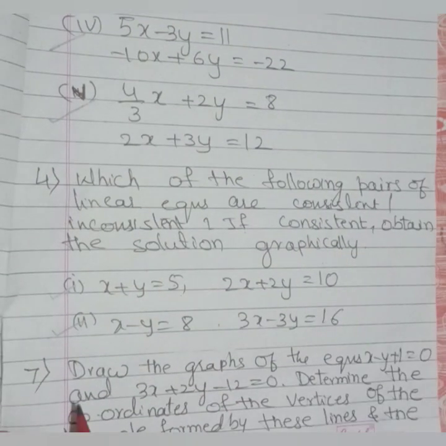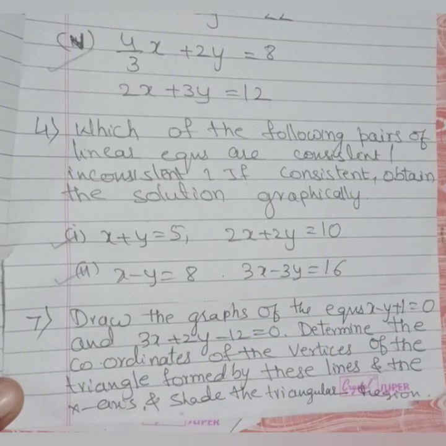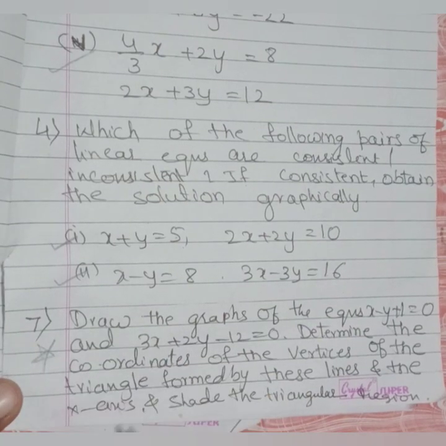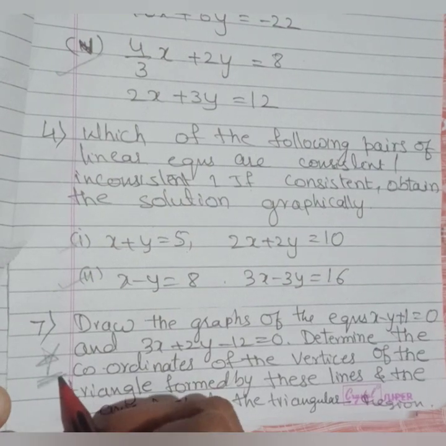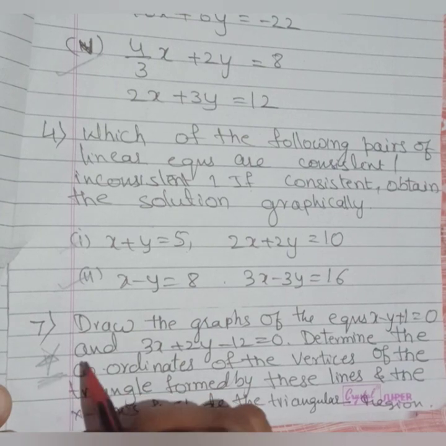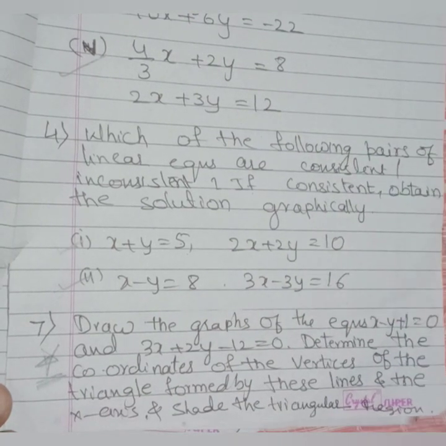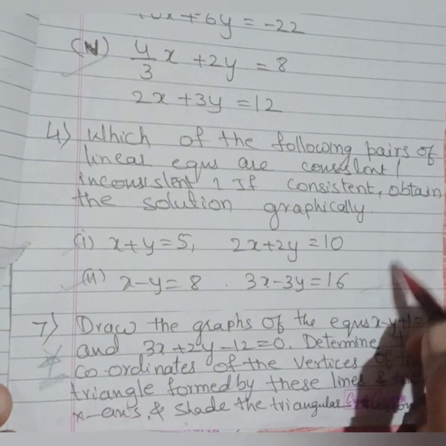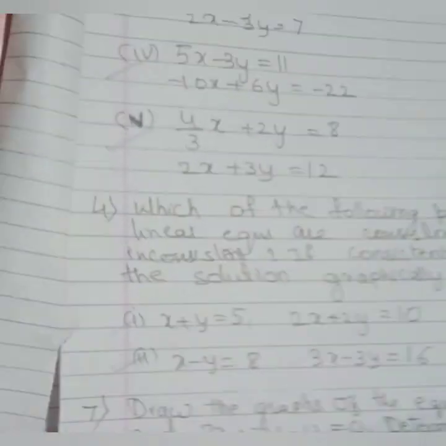Then you have the seventh question: draw the graph of the equations. You are given two equations. Determine the coordinates of the vertices of the triangle. This is important from the point of view of 4 marks. There is a 99% chance of getting this question; it is asked often, in many exams. So practice the seventh question, it is very important. When you draw the lines, they intersect graphically, you get a triangle, and you have to find the area of that triangle. Very simple question, but important.